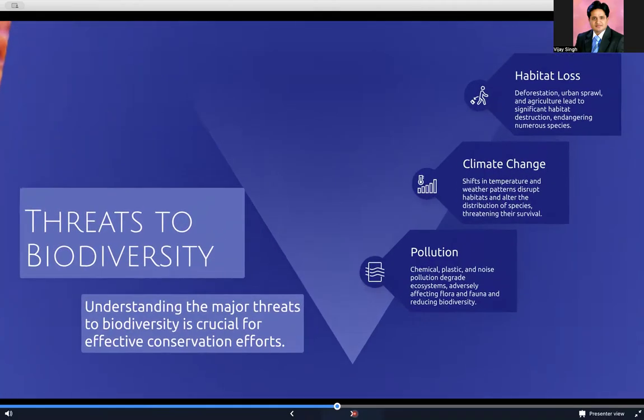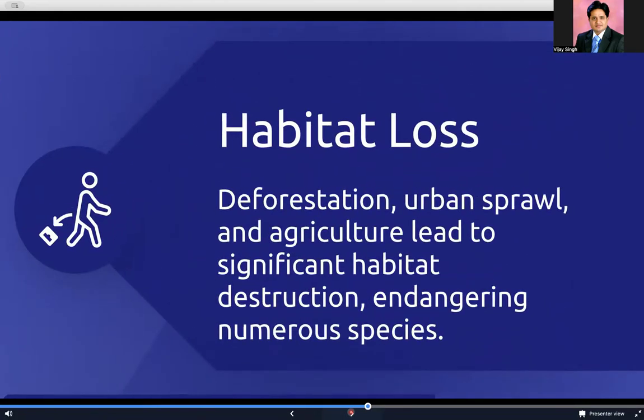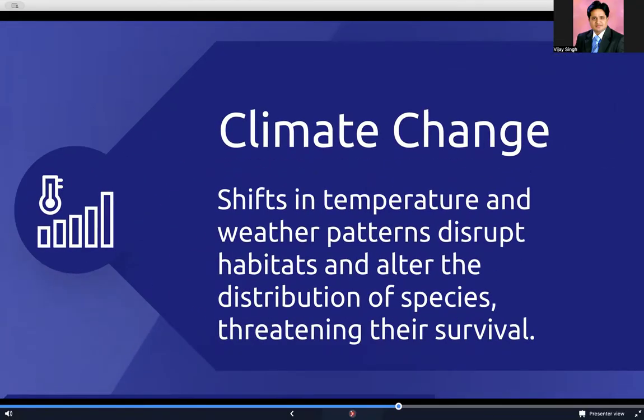Then what are the threats to biodiversity? Understanding the major threats to biodiversity is crucial for effective conservation efforts. So first one, habitat loss. Deforestation and agriculture lead to significant habitat destruction, endangering numerous species. Then climate change. Shifts in temperature and weather patterns disrupt habitats and alter the distribution of species, threatening their survival.